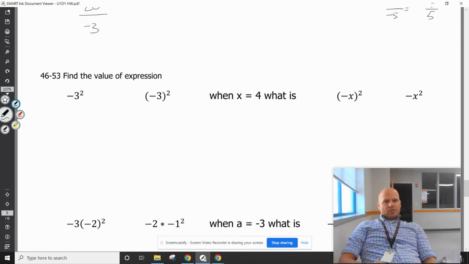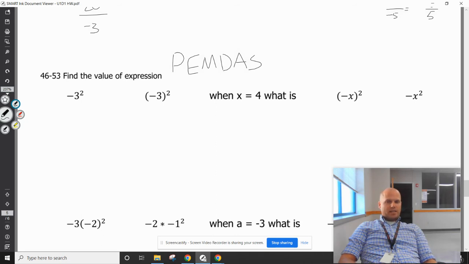Order of operations, PEMDAS. This parentheses means I have negative 3. This square means multiply by itself twice. So it's like negative 3 times negative 3. Well, since a negative times a negative is a positive, you have 9.